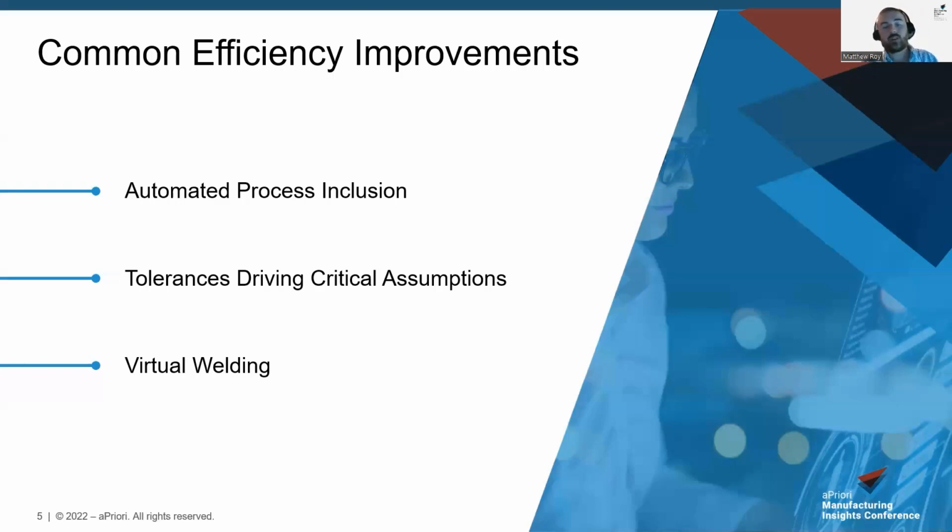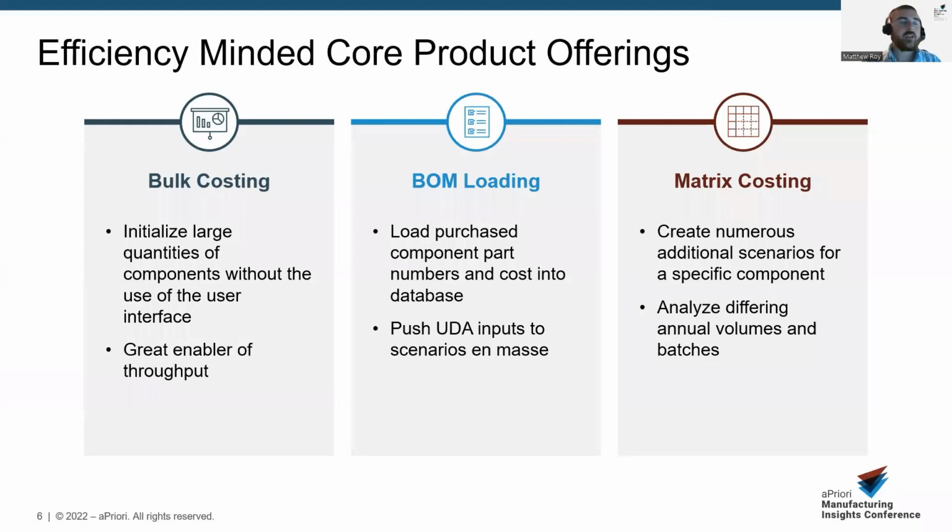Now, before we get into those nuanced topics, I do want to take a second here and just touch on what we have available in the current product today. All of what we're going to touch on today are something of customizations, configurations that we can put in place, but I think it's worth noting what we already have. And that falls into bulk costing, BOM loading, and matrix costing.